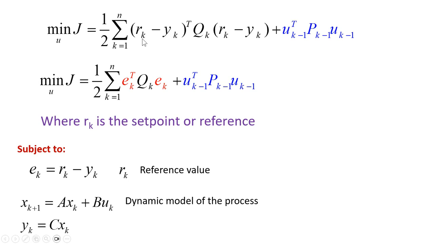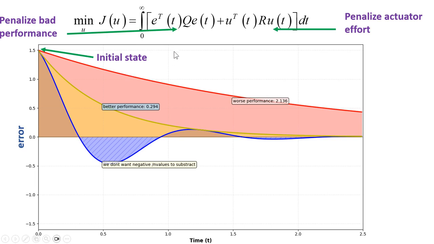In this equation, we want to find the control input u that minimizes a cost function, J. J is an integral from 0 to infinity. Inside, we add two terms. The first term is the error vector, e of t, multiplied by the matrix Q, and then multiplied by e of t again. The second term is the control input vector, u of t, multiplied by the matrix R, and then multiplied by u of t again.